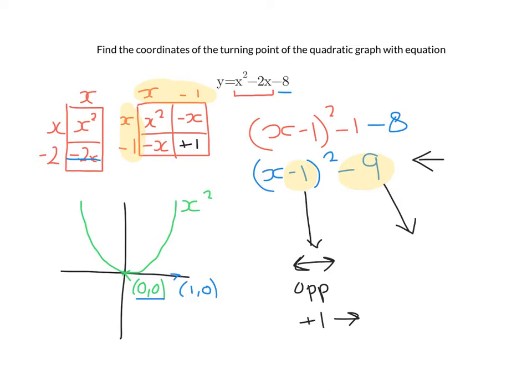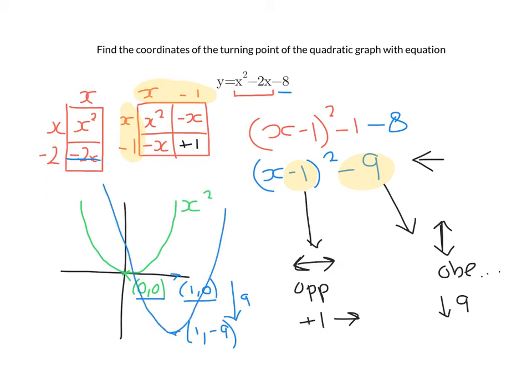This minus 9 is outside the cage, so it can go vertically up or down. And it's outside the cage, so it's obedient. It's going to do what you tell it to do. So I've said minus 9, so it's going to go down 9. So again, this coordinate, this 1, 0, has got to go down 9. So it's going to end up being 1, minus 9. So my new graph would actually look something like this, with the turning point 1, minus 9.